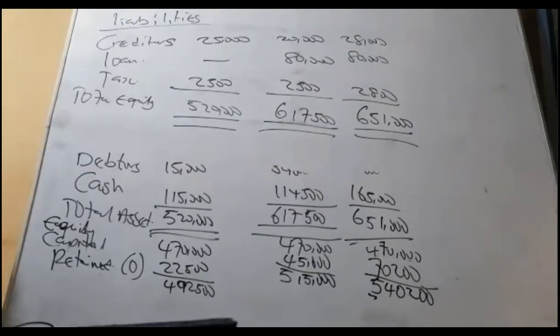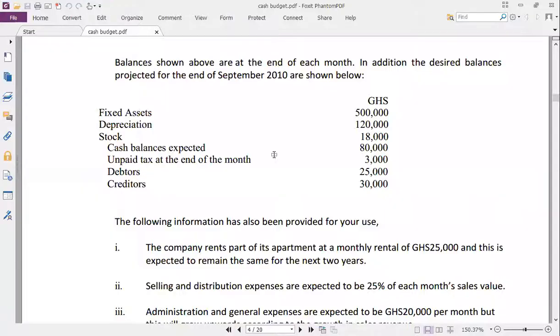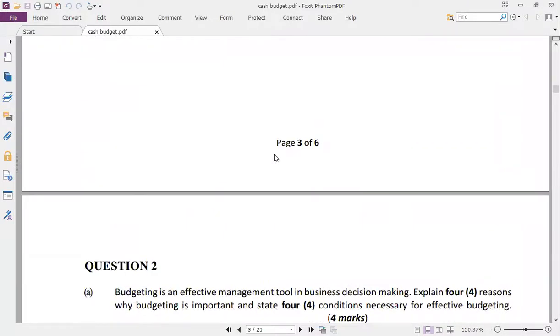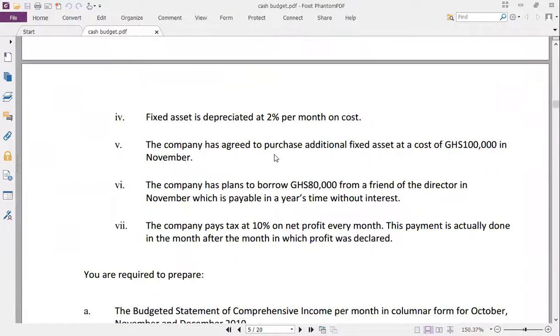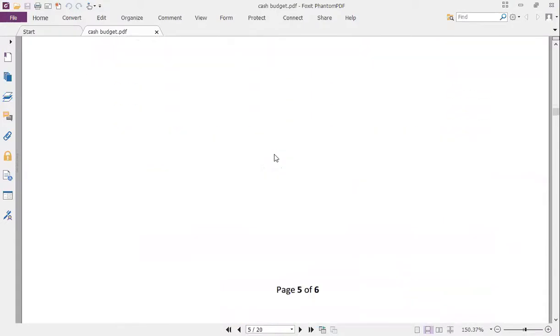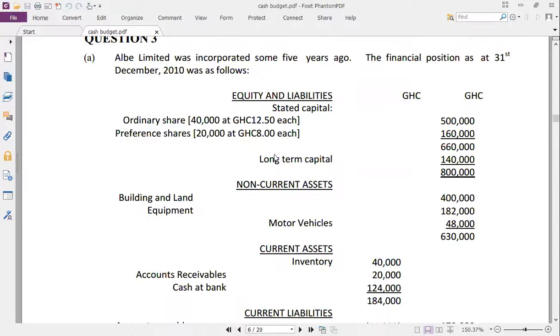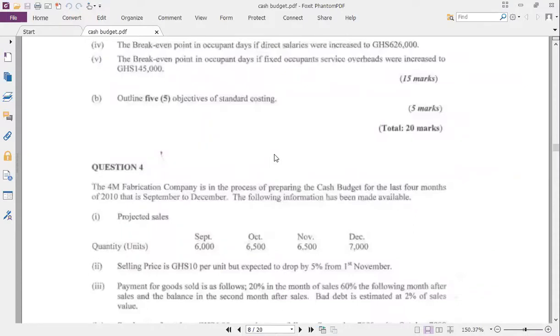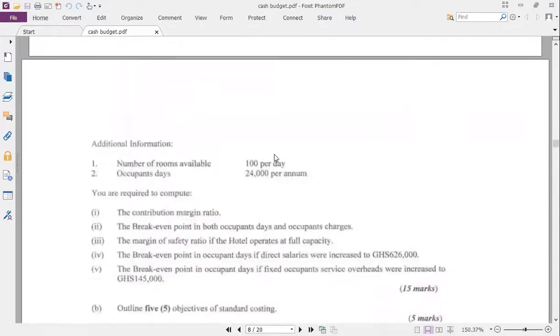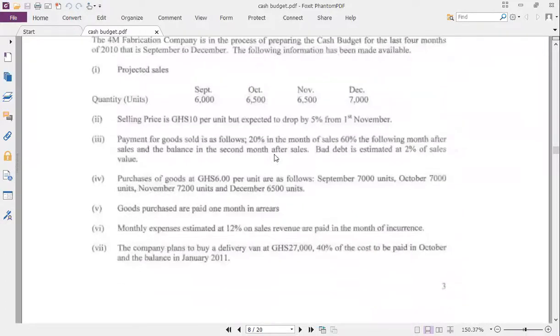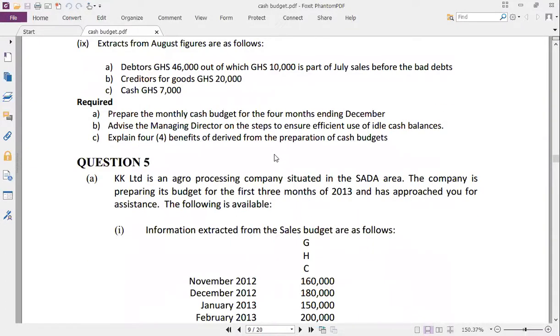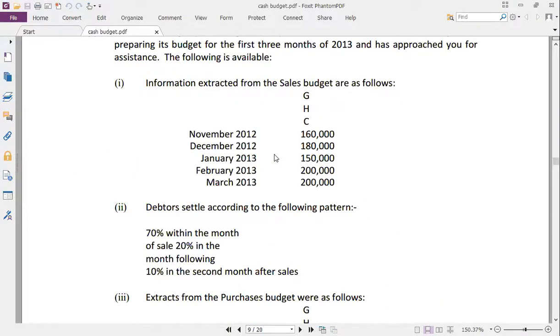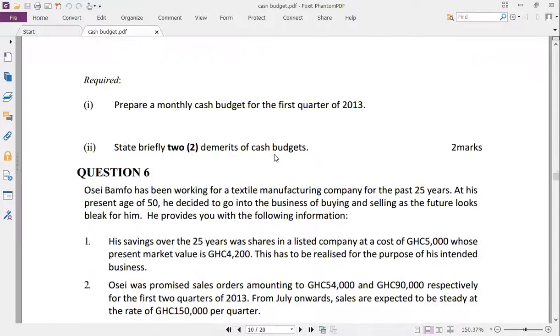Please, for the master budget question, there are more. Aside from question 2, which is on November 2011, you can go to question 3. Let's see question 3. Question 3 is the cash budget. Question 4 is a cash budget. Question 5 is a cash budget.